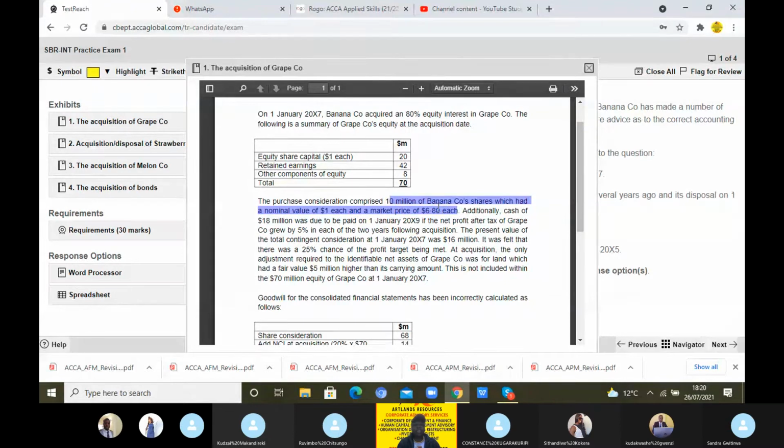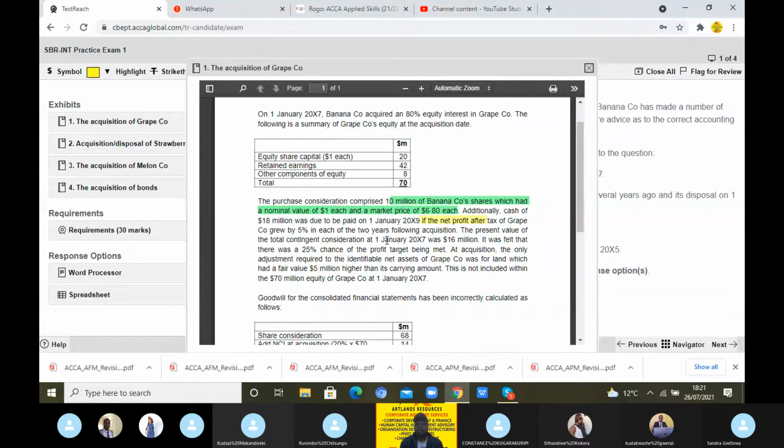Additionally, remember, when you are reading, you can highlight. You can highlight, it's still okay. Notice, I can highlight like this. Additionally, a cash of 18 million was to be paid on 1 January 2009 if, meaning this is a contingent consideration because we are setting a condition. So it's a contingent consideration. It is saying a cash of 18 million was due to be paid on 1 January 2009 if net profit of Grape grew by 5% in each of the following 2 years. The present value of this total contingent consideration was 16 million.